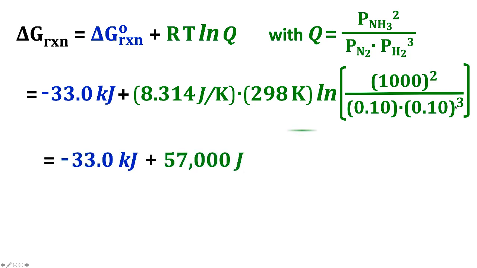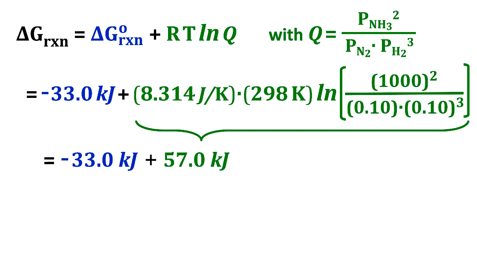And if we do the math, that composition of reaction term works out to be about 57,000 joules. Now notice, given the units for the R and the units for the delta G naught, they don't quite agree. They're both energy, but the delta G naught is kilojoules, and this composition term is in joules. So to make them agree, we convert the joules into kilojoules. 57,000 joules is 57 kilojoules.